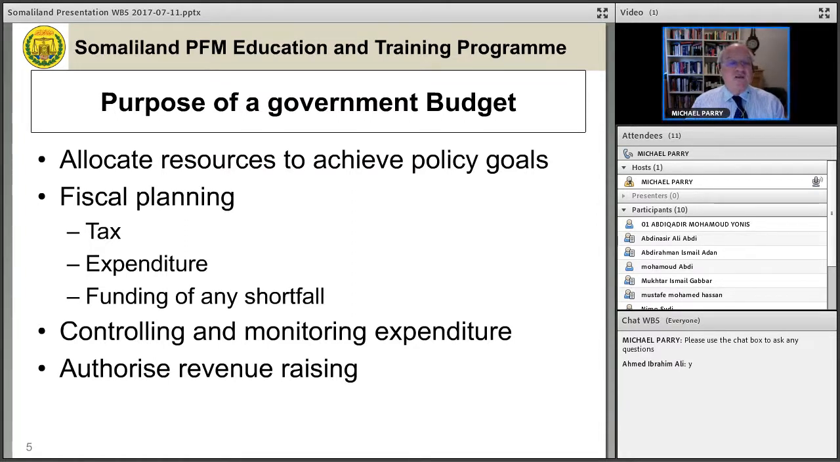Thirdly, it enables the controlling and monitoring of expenditure. By setting expenditure limits, ceilings if you like, in your budget, you then have a basis on which you can control the expenditure against those budget ceilings and monitor how they're achieved. And finally, do remember that the budget authorizes revenue raising. Normally the budget will set the tax rates, the tax laws for the forthcoming period. So it legally authorizes those taxes. Very important, therefore, it's fundamental to public sector management.